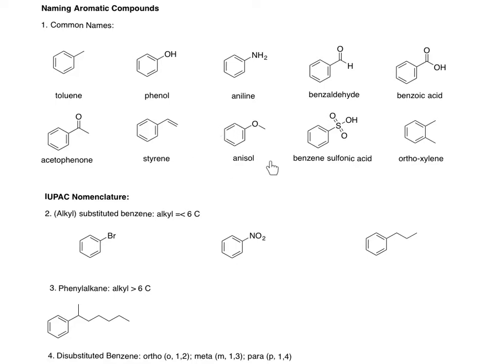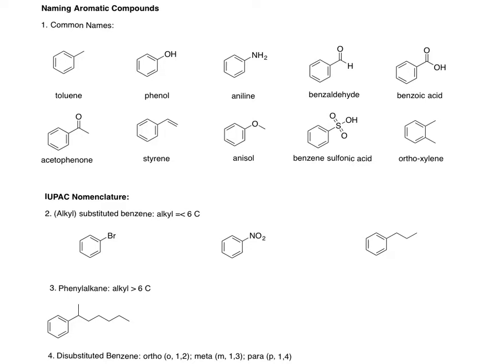And this compound, this alkyl aromatic ether, is named as anisole. And this guy is benzene sulfonic acid. And last but not least, this compound has two methyl groups bonded to the adjacent two carbons and is referred to as ortho-xylene. Xylene refers to a group of compounds that has two methyl groups bonded to the aromatic ring, and the name also describes the relative position of the two substituents.